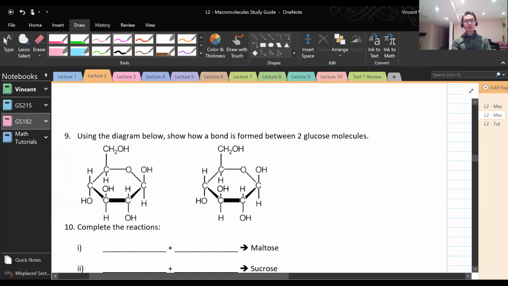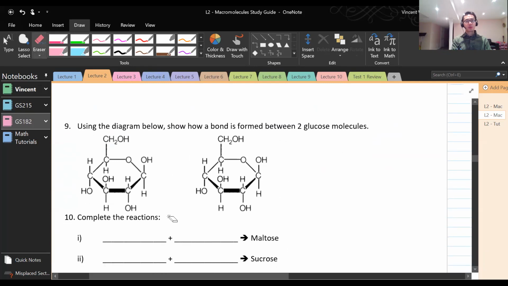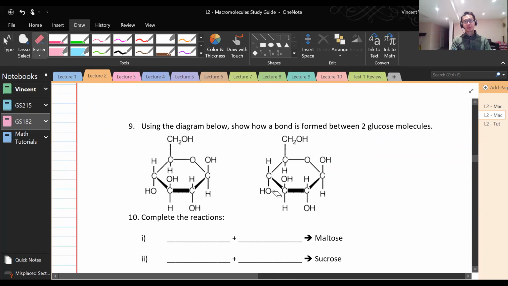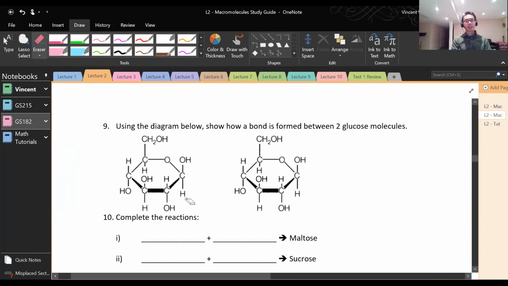The following diagram shows how a bond is formed between two glucose molecules. There's a glucose molecule here, and another glucose molecule here. You will not have to recognize these. I will not show you a bunch of these diagrams and ask you to choose which one is glucose. You don't have to know how to draw them or exactly what they look like. What you do have to know is that if I have two glucose molecules next to each other, we are going to take an OH from one of the glucose. OH is called a hydroxyl group.